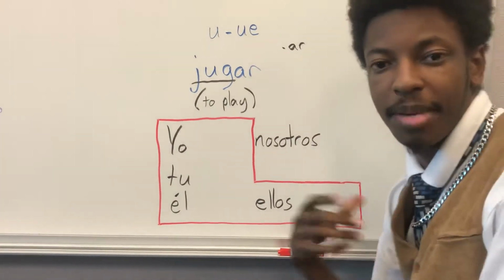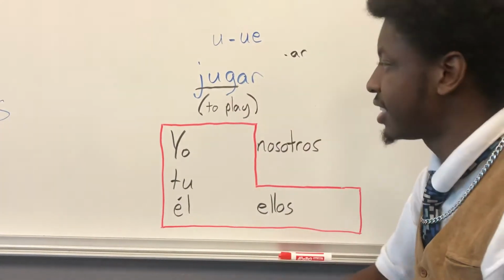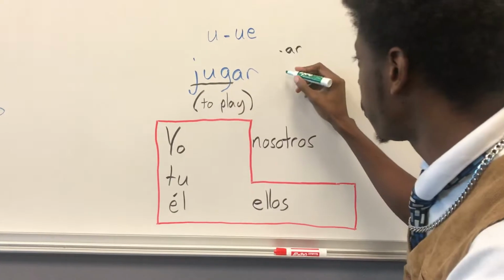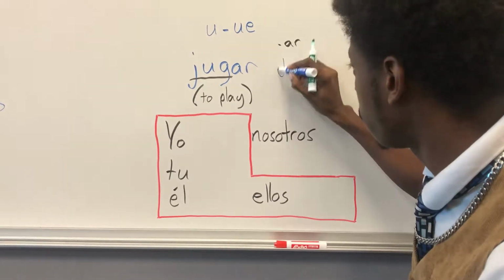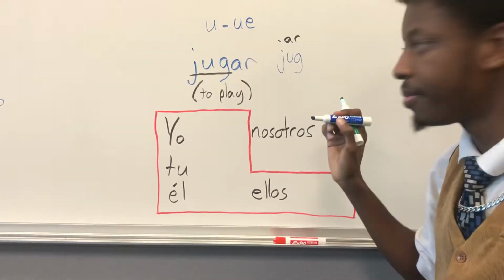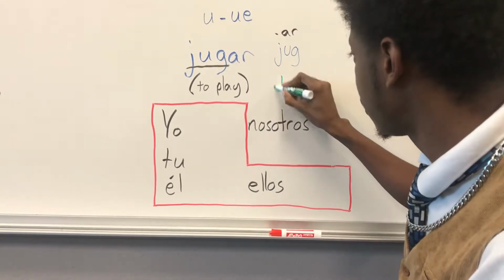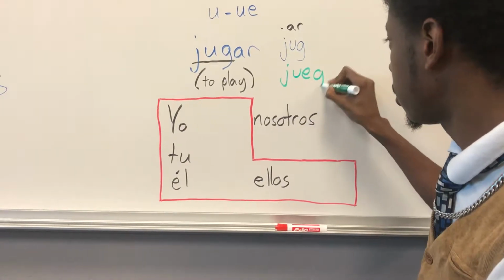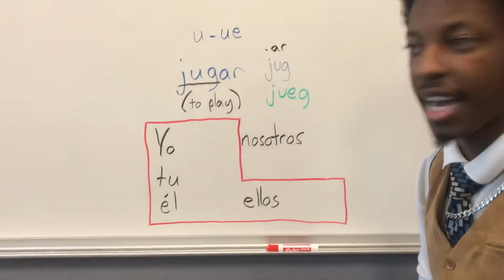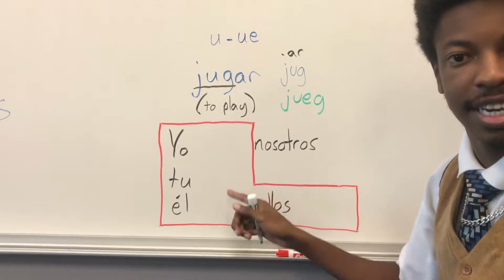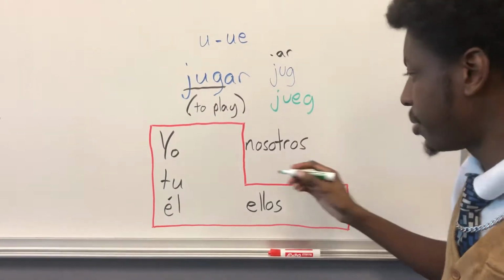Now, when we say stem changer, what that means is we look at what our instructions are up here and we do it to the stem. So here we have jug. Let's write that out. So jug is the stem. All right, and we're going to change the U to UE. Jueg. That's our new stem. And so here's what we're going to do with that. You see this red box right here, excluding nosotros? That is where we're going to use this new stem. So let's go ahead and put that in.